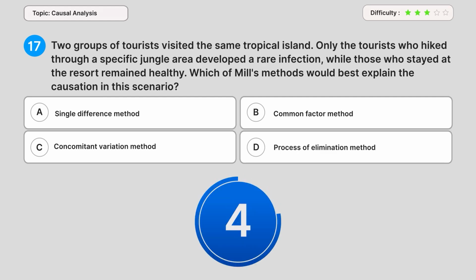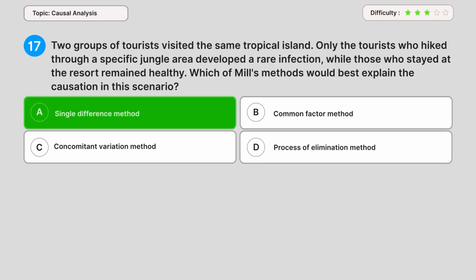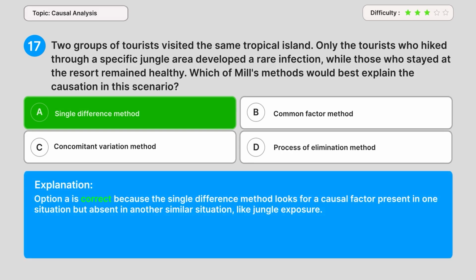Can you guess the answer? Correct answer, A. Single difference method. Explanation. Option A is correct because the single difference method looks for a causal factor present in one situation but absent in another similar situation, like jungle exposure.